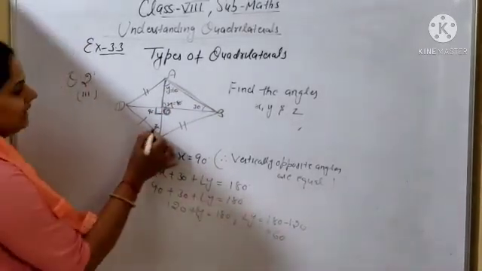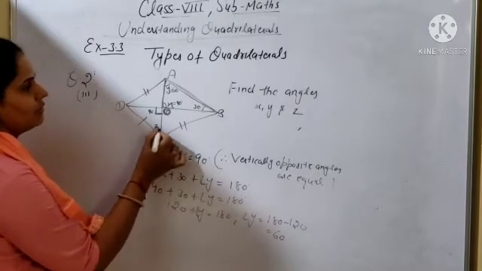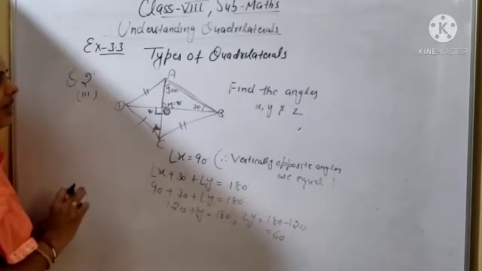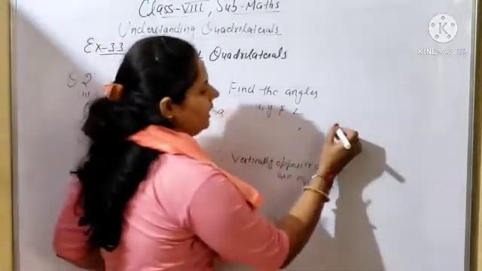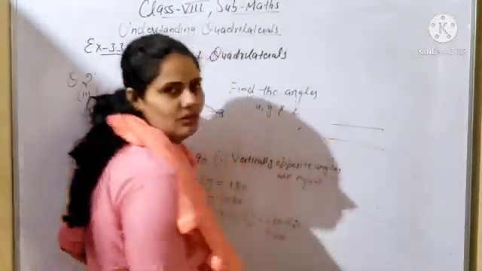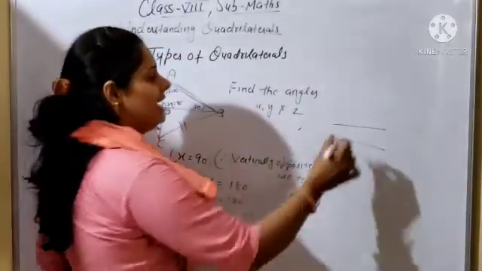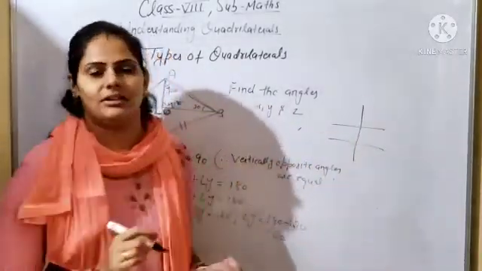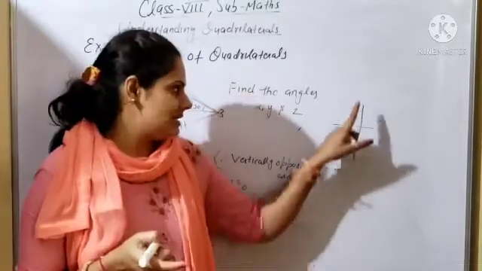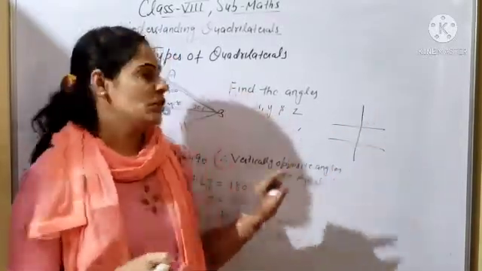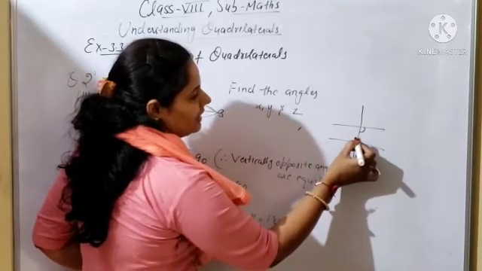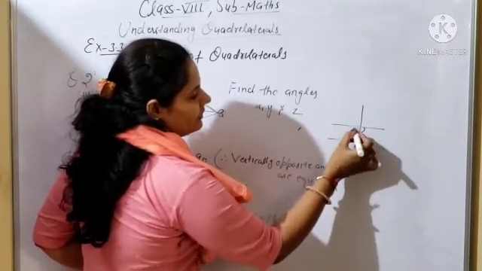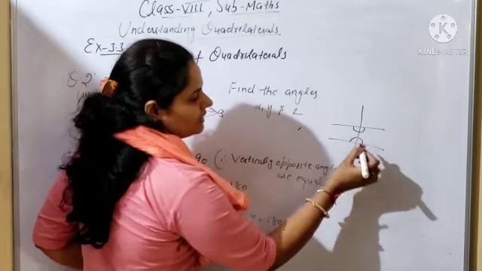Now you have to find the angle Z. So how can you find the angle Z, beta? When two lines are parallel and one line is a transversal on the parallel lines, you can say alternate interior angles. So this one angle will be equal to this one angle, and this one angle will be equal to this one.